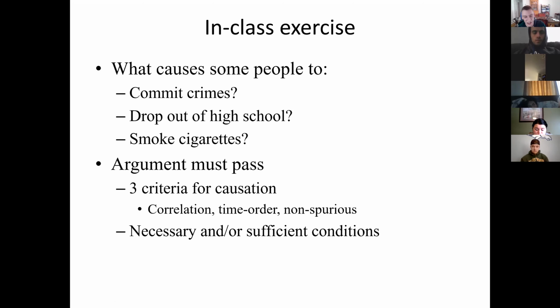The necessary and sufficient conditions stuff is sometimes a little bit tricky to tease out right on the spot here, but correlation, time order, and non-spuriousness. Try to think of a way that we would be able to test that. How would we know that you're meeting the criteria for causation? How could we know that you're meeting the criteria for time order effects? And how do we know that you're probably not just leaving something out? What would you do for that? So take a couple minutes and see what you come up with.